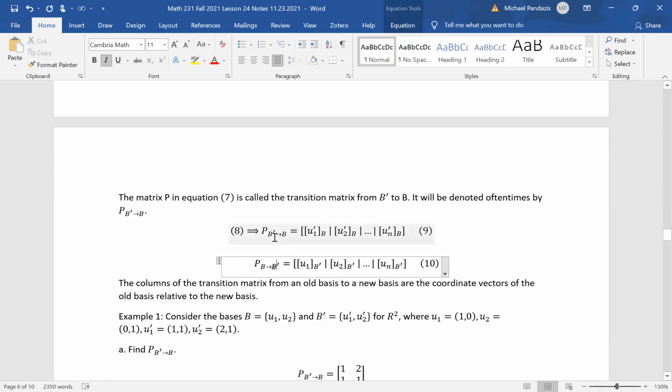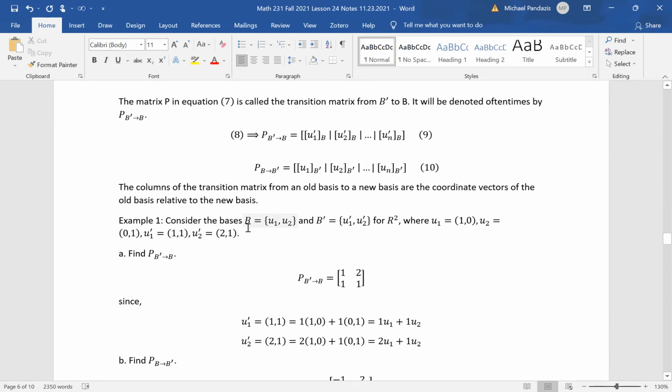Okay, so whichever the order of the arrows is, the one here is the old one, and the one here is the new one. And the goal to get the transition matrix is to take each basis vector in your old basis and write it as a linear combination of the vectors in the new basis. The coefficients correspond with the components of the column vector in the appropriate column of your transition matrix. The columns of the transition matrix from an old basis to a new basis are the coordinate vectors of the old basis relative to the new basis. So that's what I was saying. I was saying the columns of the transition matrix are coordinate vectors of each old basis vector relative to the new basis.